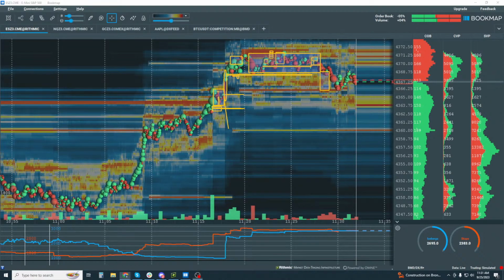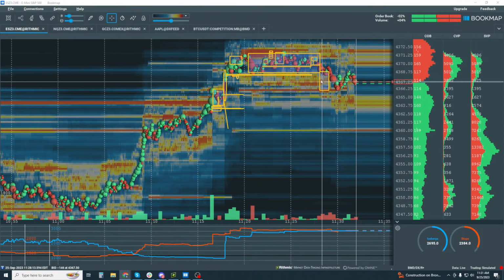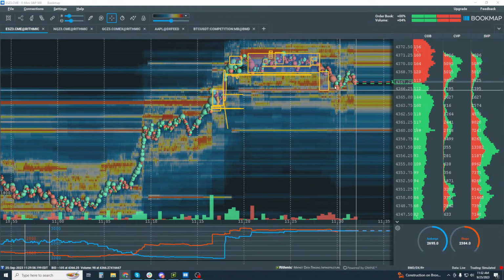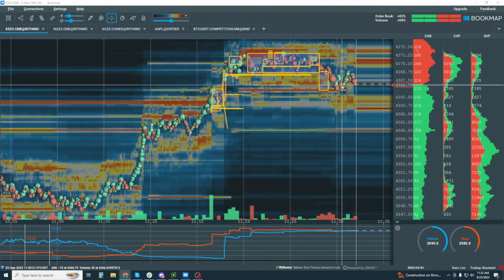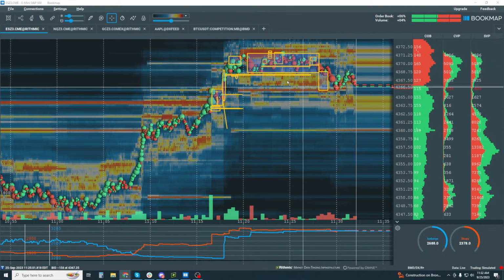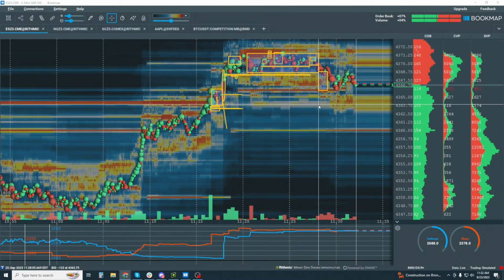Anyway, continue to mark up your charts. Look for these things. Go through your scenarios in here, and then look how you might want to manage them. Right. So one step at a time, though.